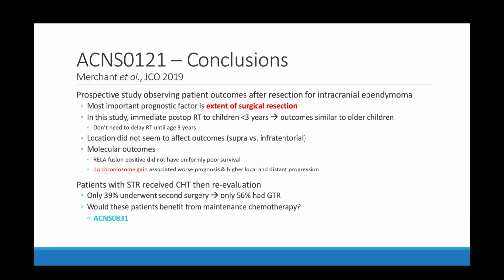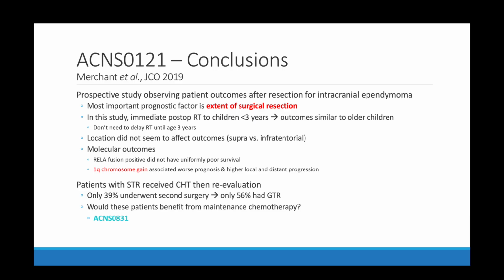Other takeaways, the location did not seem to affect outcomes very much, so supra versus infratentorial. And molecular outcomes, we looked earlier and knew that RELA fusion positive was kind of a worse prognostic factor. But in this study, the RELA fusion positive actually did not have uniformly poor survival. Actually, 1q chromosome gain was an important molecular marker that was associated with worse prognosis and higher rates of local and distant failure.